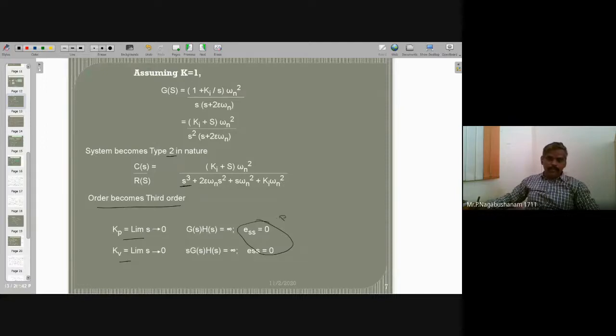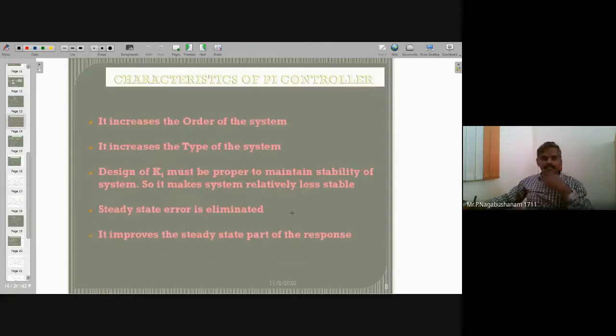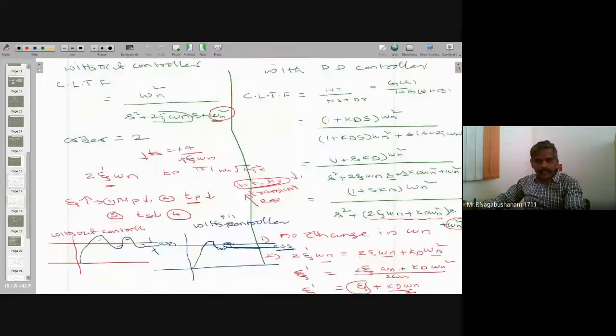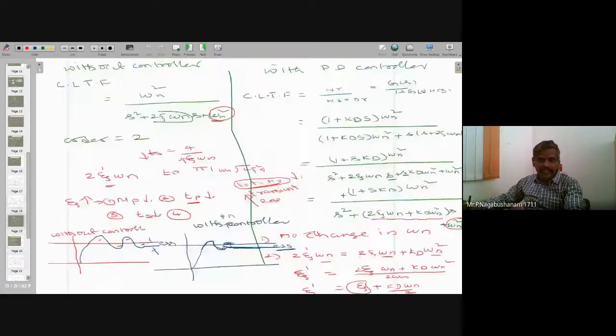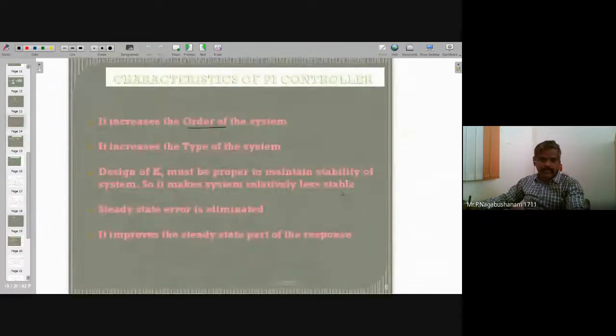With the help of the PI controller, we can reduce the error. This is the theory part. It increases the order of a system. Without controller, order is 2; with the controller, order is 3. Next, it increases the type number. Without controller, type number is 1; with the controller, type number is 2. So it increases the type of the system.